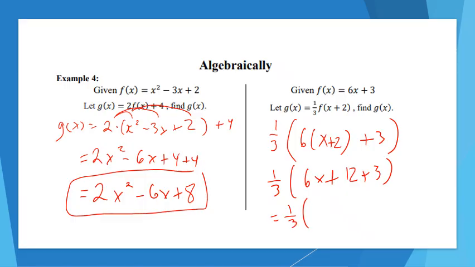One third times 6x plus 15, which then dividing each term by 3, you should get 2x plus 5 as your answer there.